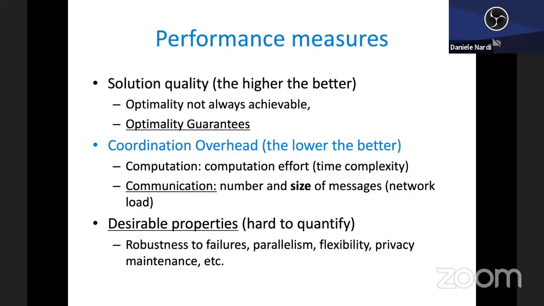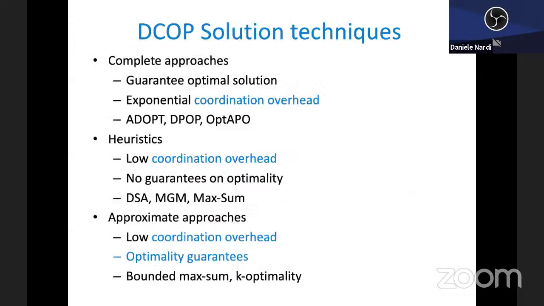Another element for measuring the solution is the coordination overhead. Of course, the lower the better, and this cost is the overhead. This overhead is computed in terms both of computation and of communication. So the number and size of messages are the two parameters that we are going to consider also for the algorithm that will be presented shortly. Plus, there are other properties, but we will skip over them.